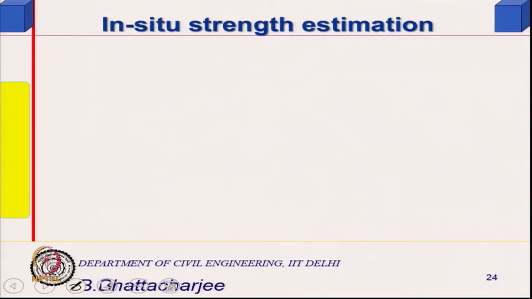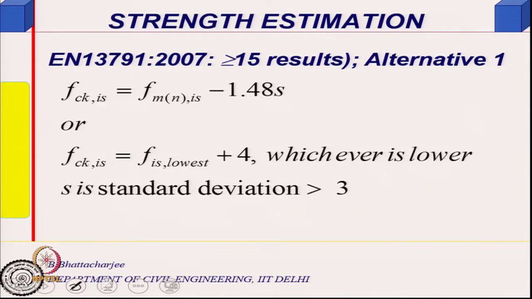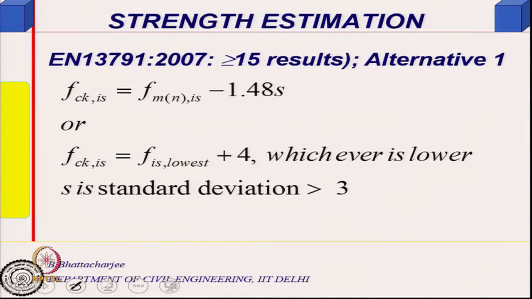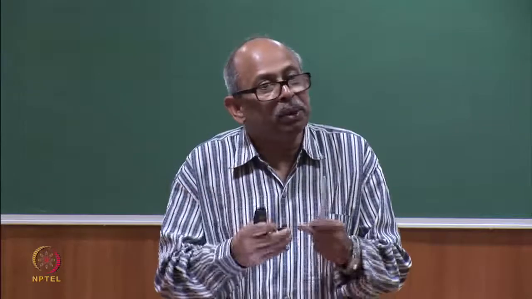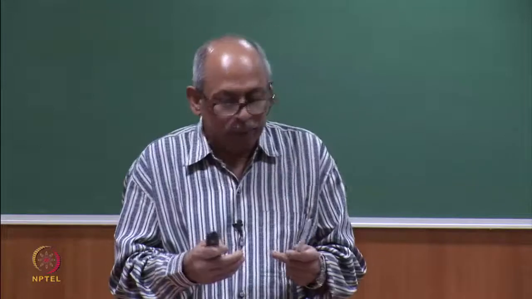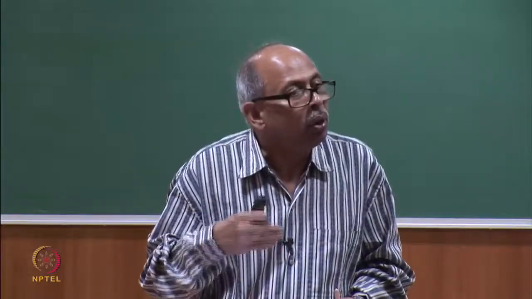Now, if there is another approach, it also says you can establish strength from correlation. In that case, this value changes, and the standard deviation should be greater than 3 at least, if you are using the other approach. One approach is direct core 3 to 14 or more than 14. The other approach is through correlation. Two approaches I talked about, A and B. So, A is through correlation.